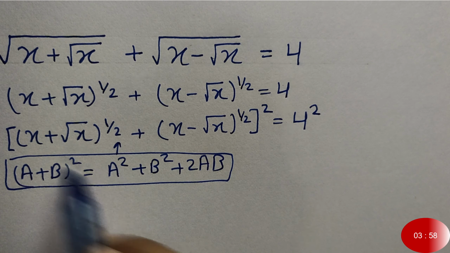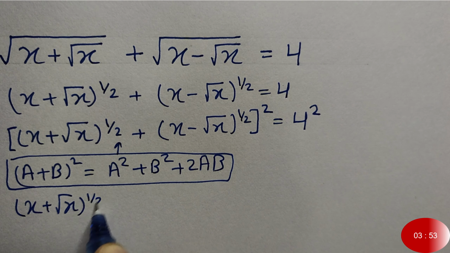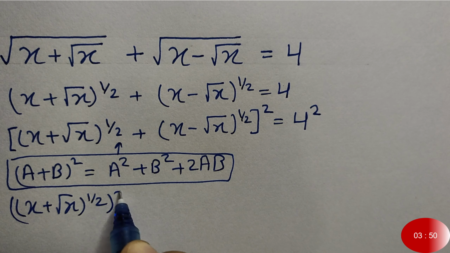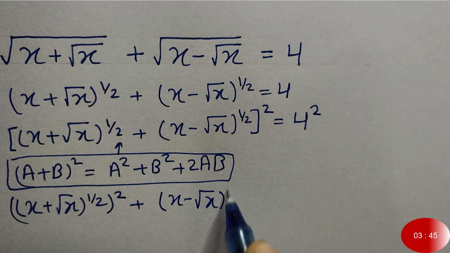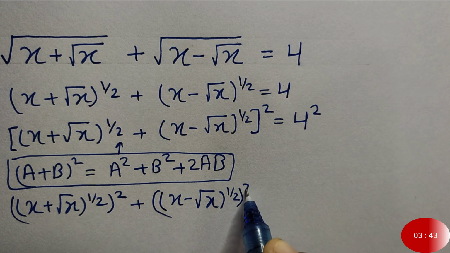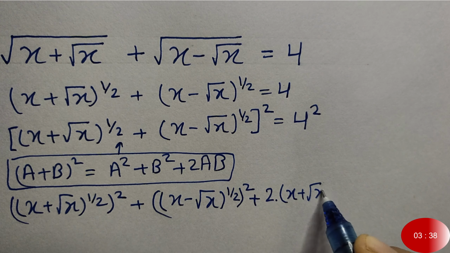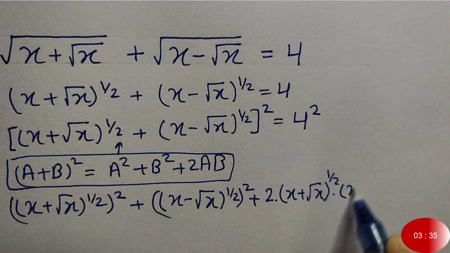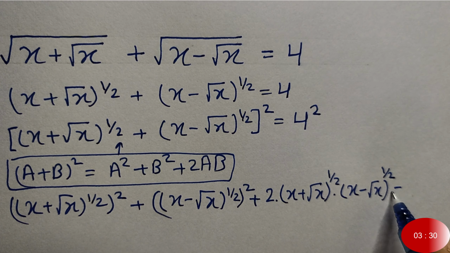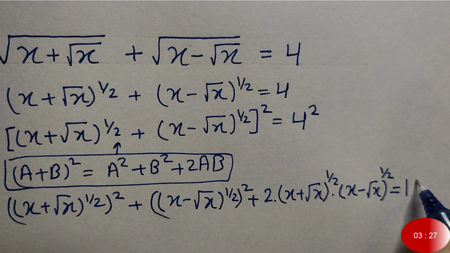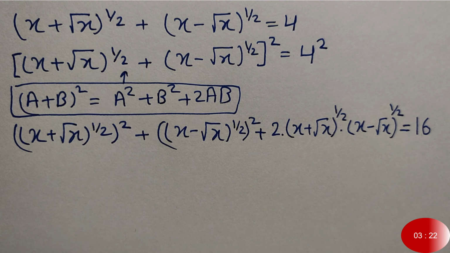So a² is ((x + √x)^(1/2))², plus b² is ((x − √x)^(1/2))², plus 2ab, so 2 into (x + √x)^(1/2) into (x − √x)^(1/2), is equal to 4², which is 16. We further simplify this.